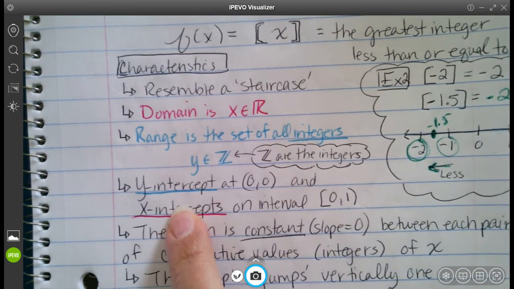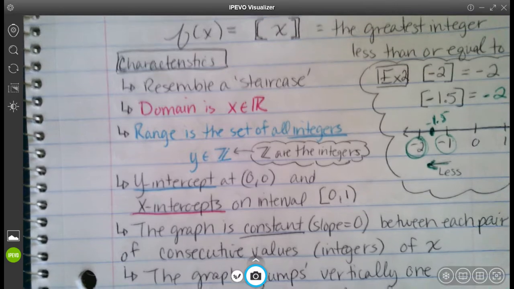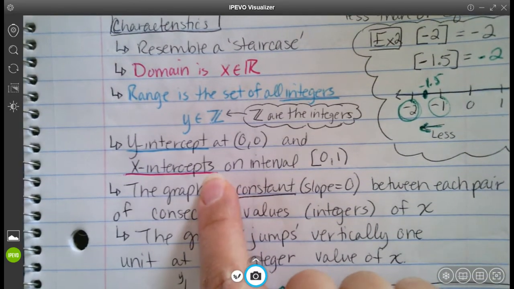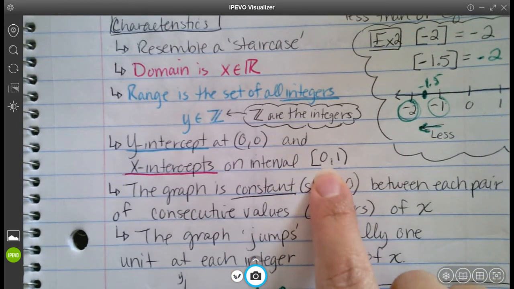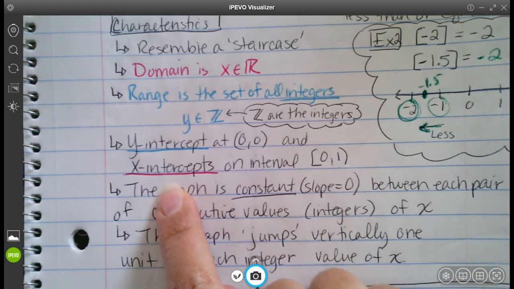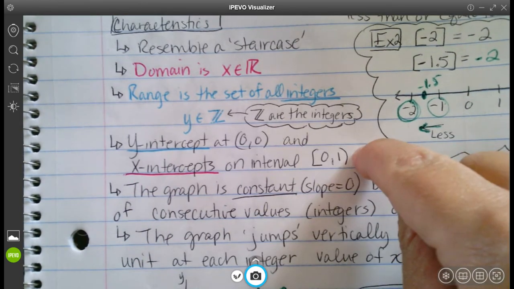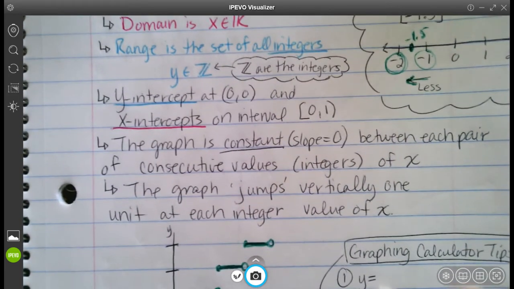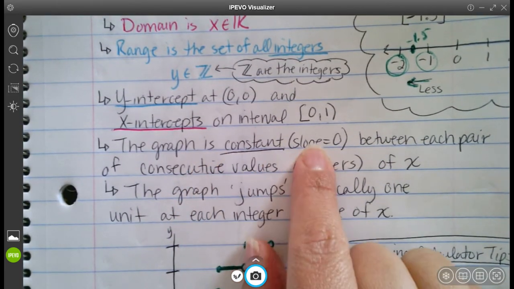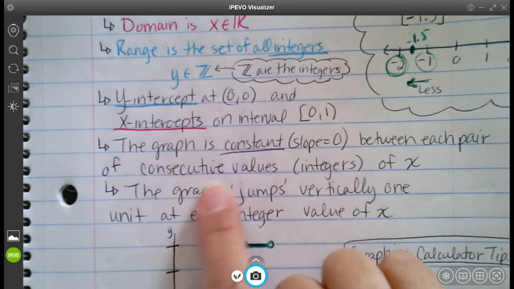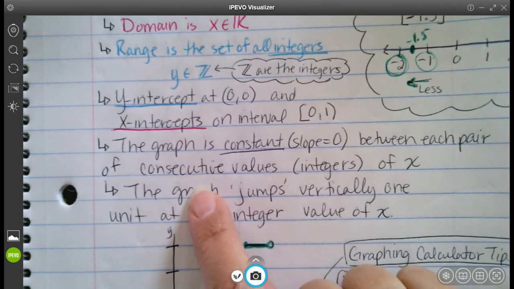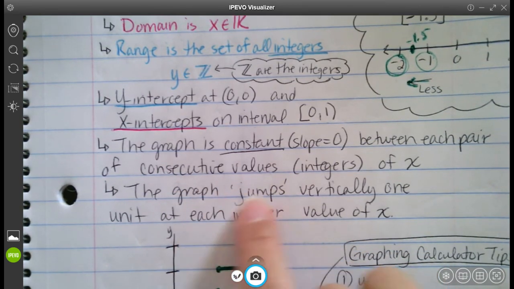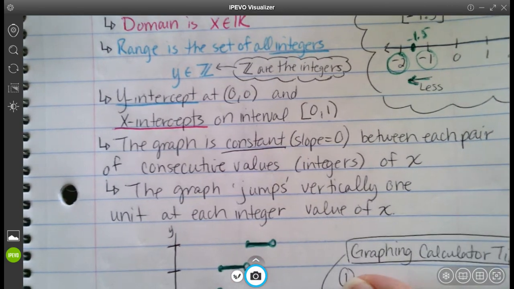It has a y-intercept at (0, 0), and it has x-intercepts. Notice that there's multiple ones on the interval [0, 1). So this actually has a whole little line that is all x-intercepts. The graph is constant, meaning that the slope is 0 between each pair of consecutive values. You're going to see the graph right now and see what I mean. And the graph jumps. It looks like it jumps from one point to the next after each integer value.